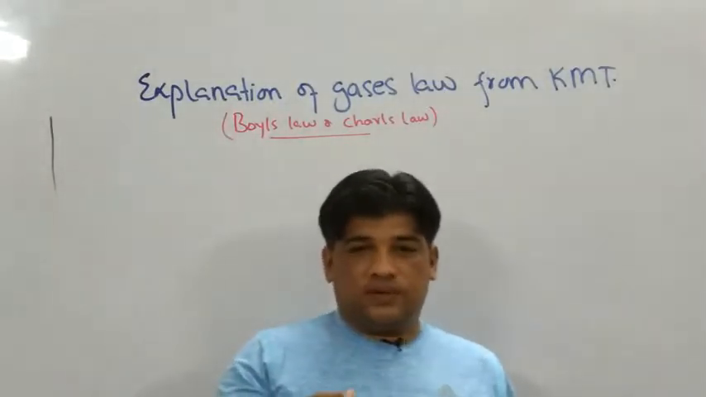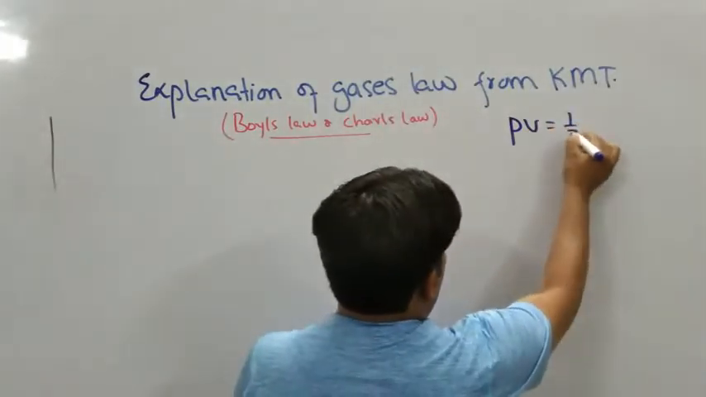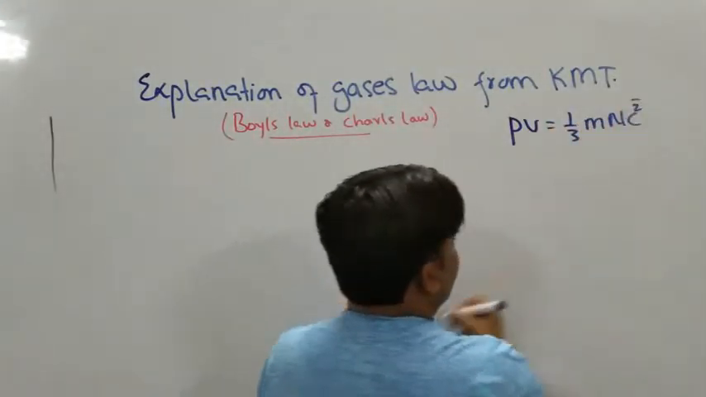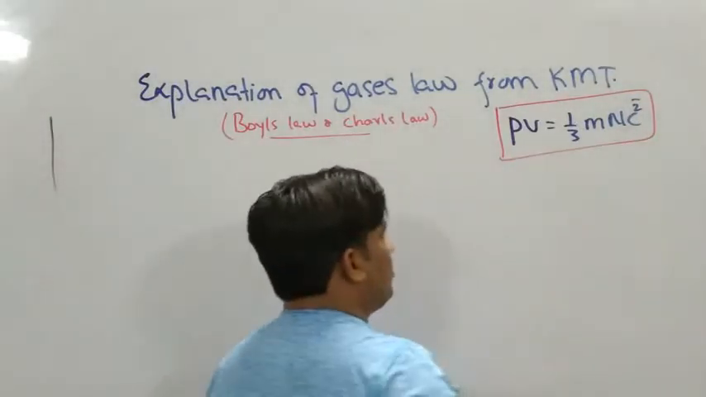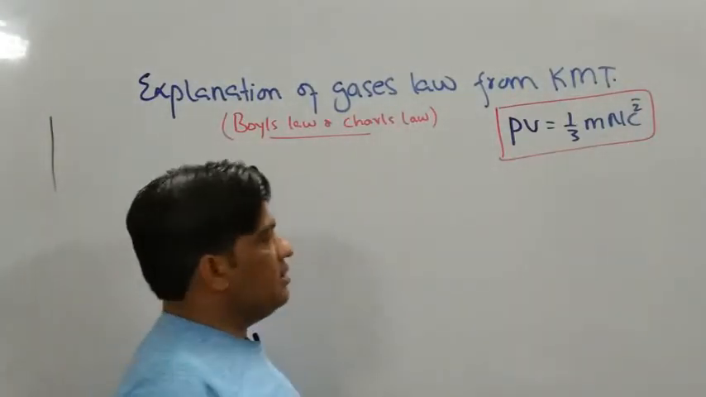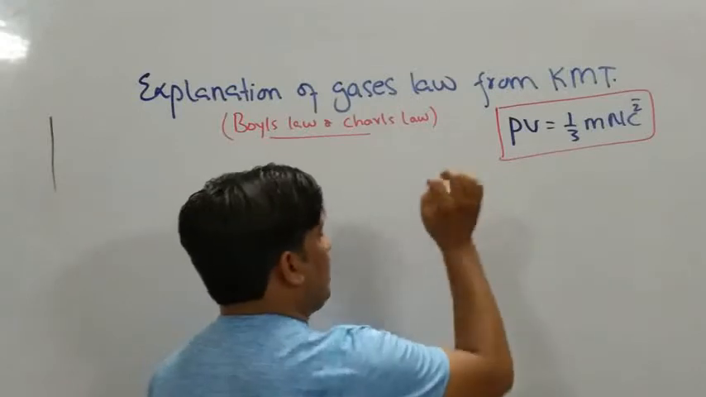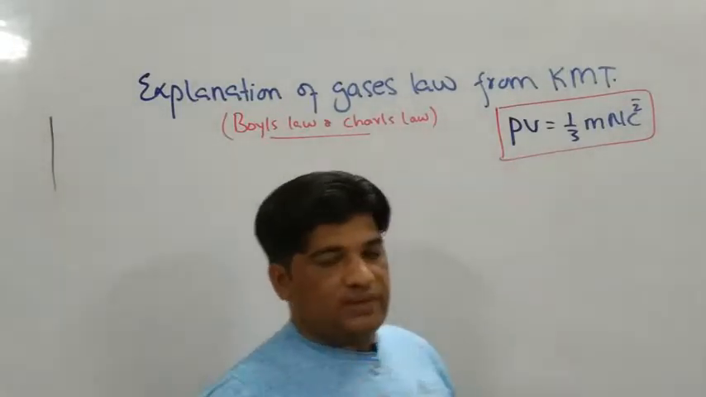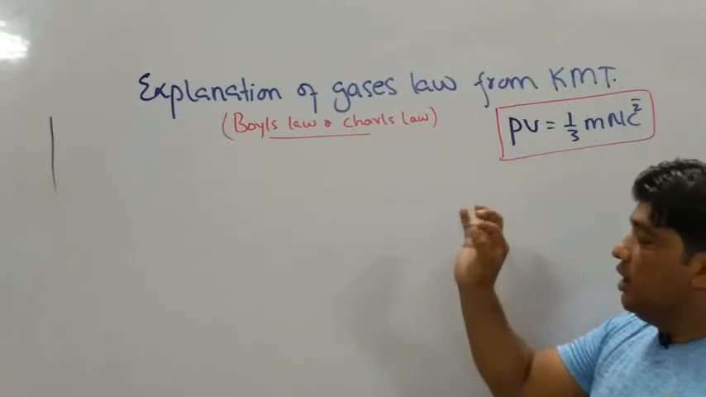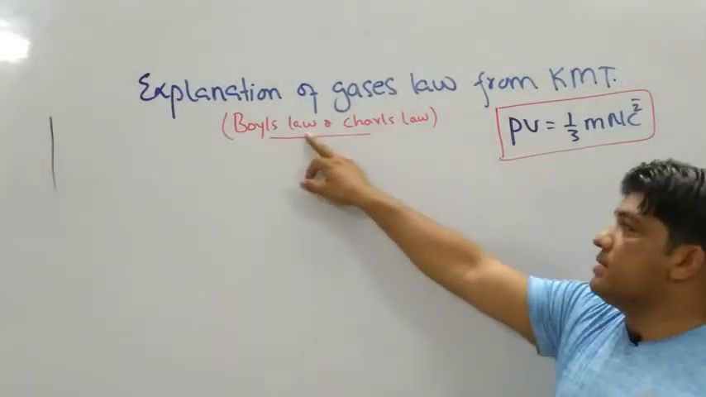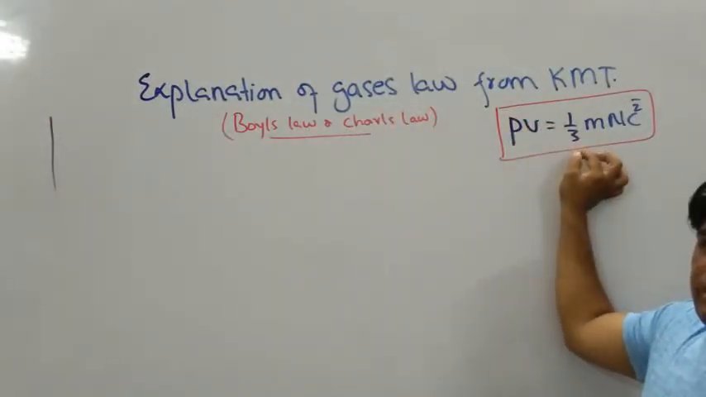You know, one of the most important kinetic equations is PV is equal to 1/3 mNc square bar. m is the mass of the single molecule, N is the number of molecules, and c square bar is the mean square velocity, P is the pressure, and V is volume. That is called the kinetic equation, which was derived by Clausius in 1857 from the kinetic molecular theory of gases. Today we will explain how we can prove Boyle's law and Charles law from the kinetic equation.